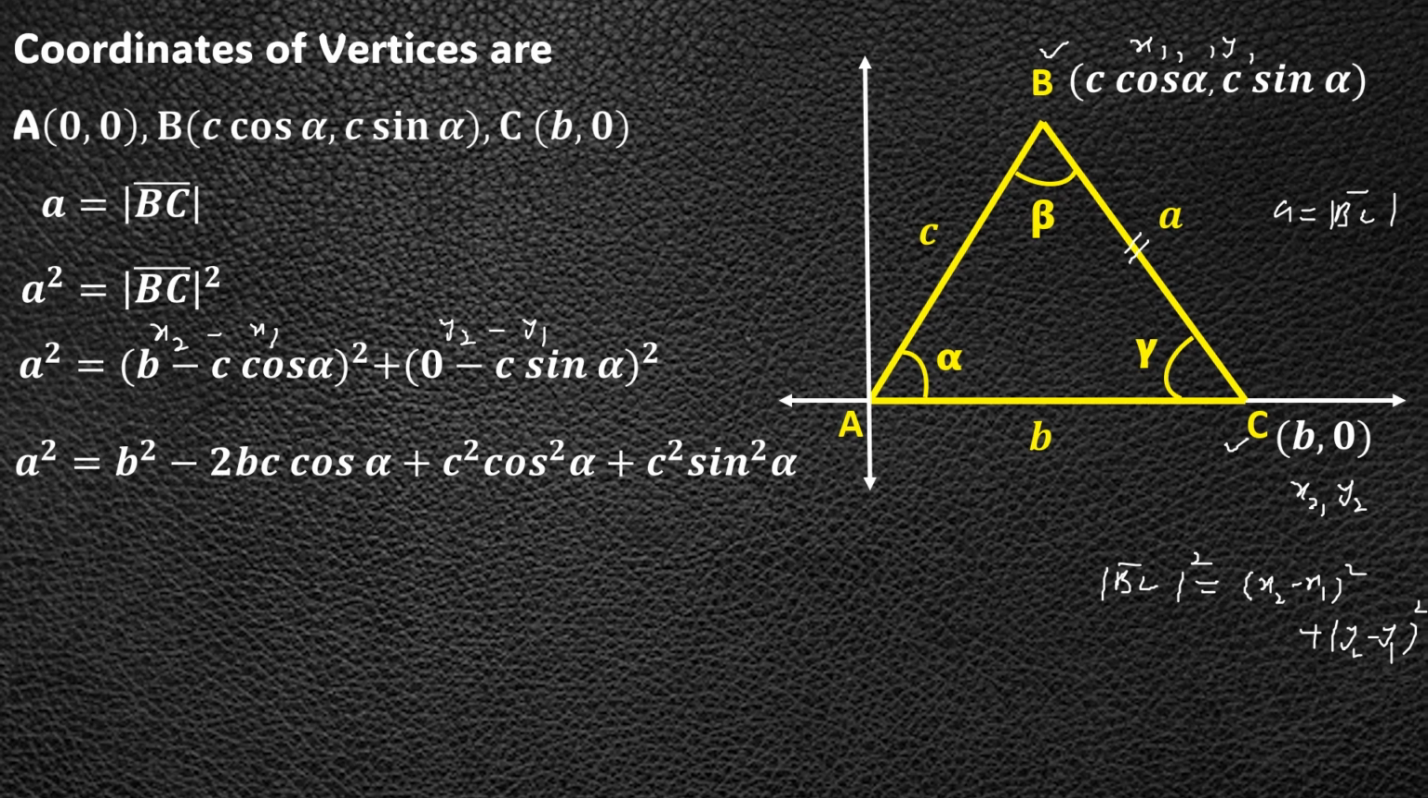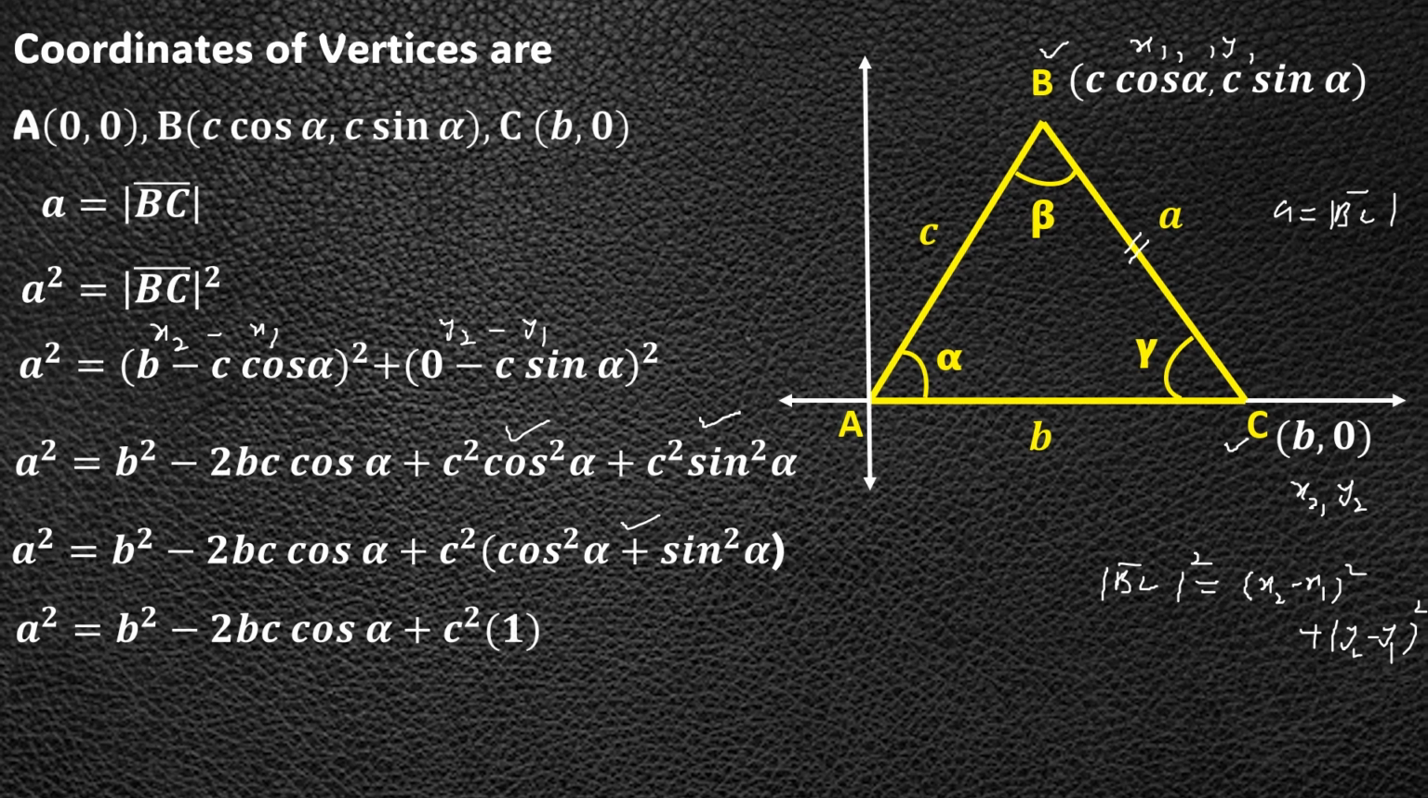Now we take c square common from c square cos square alpha plus c square sin square alpha, and we get a square is equal to b square minus 2bc cos alpha plus c square into cos square alpha plus sin square alpha. And we know that cos square alpha plus sin square alpha is equal to 1. Therefore, a square is equal to b square minus 2bc cos alpha plus c square into 1, which gives a square is equal to b square minus 2bc cos alpha plus c square, and this is the law of cosines.